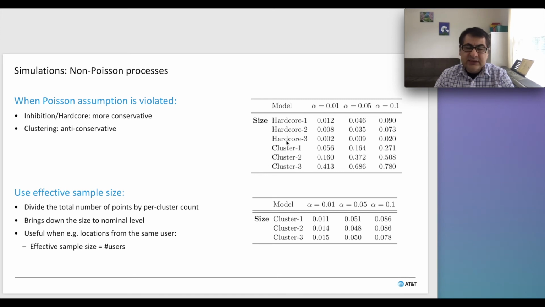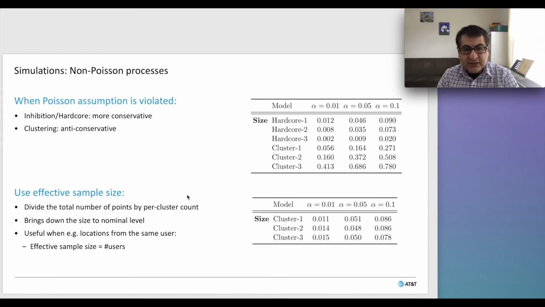The cluster process is the opposite of the hardcore process in the sense that in order to generate a cluster process, you start with just a regular Poisson process, but then for every point in the Poisson process, you add a cluster of points. The index here, cluster 1, cluster 2, cluster 3, captures how many points you're adding. If you look here, you will see that our size becomes much larger than the nominal size. But this is really expected. If you think of this t-test, the samples within the point pattern are not independent.